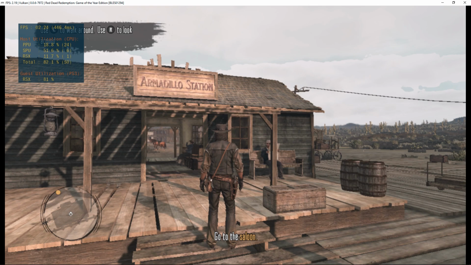Hello, this is GeoTechLand, and today I'll be talking about the RPCS3 emulator version 7972. But I'm also going to be talking about what I'm going to be doing in the future for emulator videos, so stay tuned.